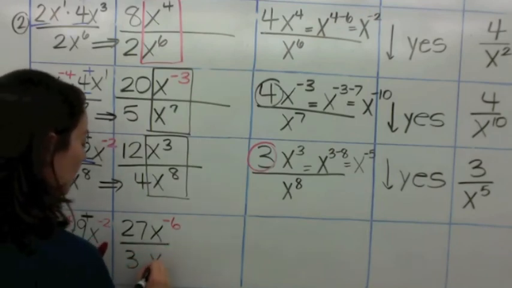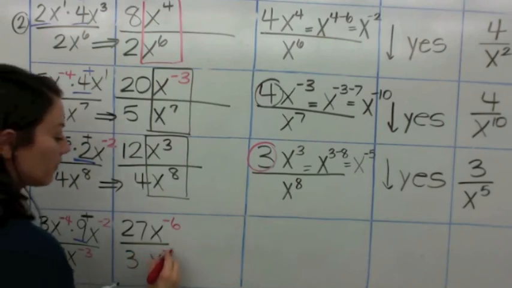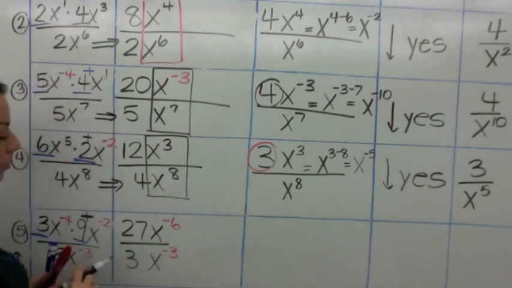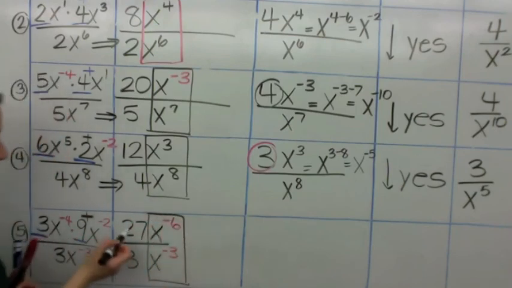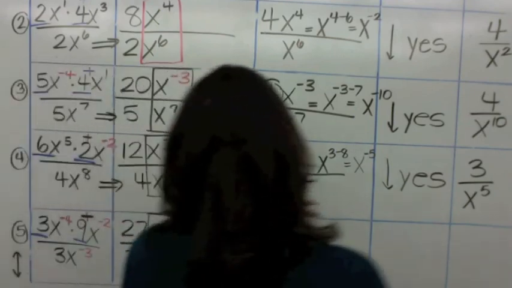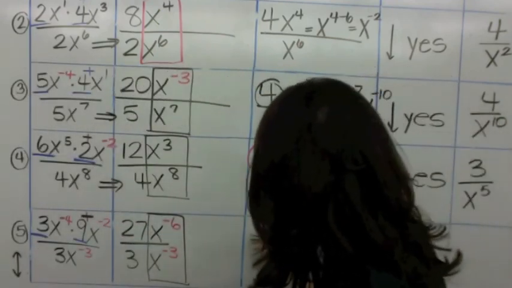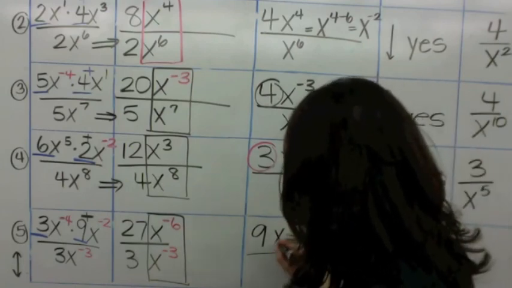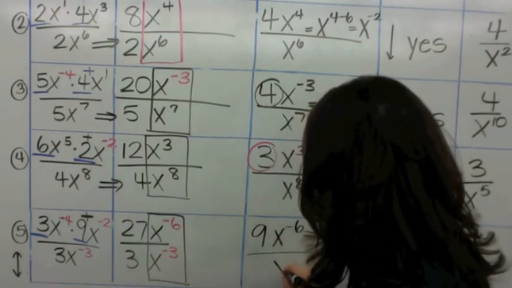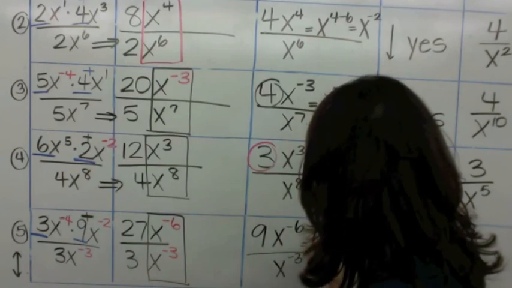3x to the power of negative 3. Okay. What are we going to do around the exponents? We're going to make a box. Okay. Then we're going to divide the coefficients. 27 divided by 3 is 9. Okay, and we're going to go ahead and rewrite x to the power of negative 6 and x to the power of negative 3. Let's subtract.